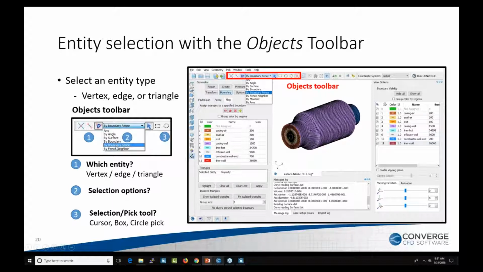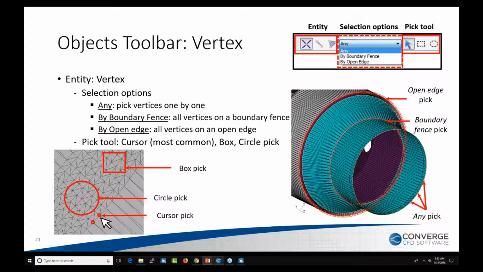There are other ways of selecting it. And the third one you will see is what pickup tool you would like to use. Most common is you use a cursor pick, although you have a box pick or a circle pick which is available. So I will go over each of the entities in the Objects Toolbar. Say you are trying to pick up a vertex entity, so you will go to the Objects Toolbar, you will select vertices, and you will see different selection options available.